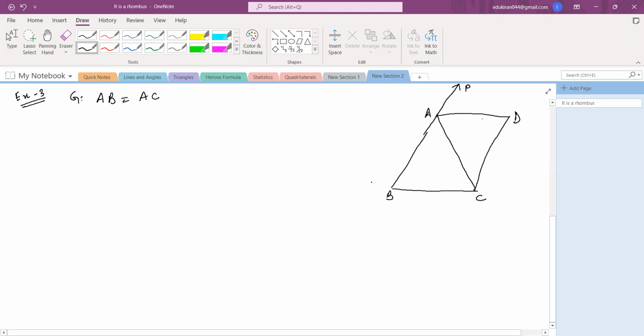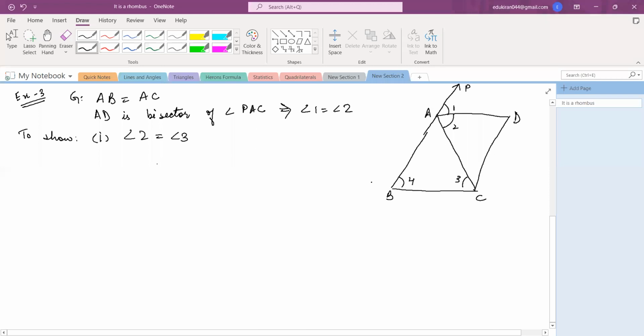And also it is given that AD is the bisector of this whole angle. So that means this angle is equal to this angle. Isn't it? Yes, ma'am. So it is also given that AD is bisector of angle PAC. So this implies that angle 1 is equal to angle 2. I'm also giving some names here. Let this be angle 3 and this is your angle 4. So what we have to show, first, is that angle 2 is equal to angle 3.